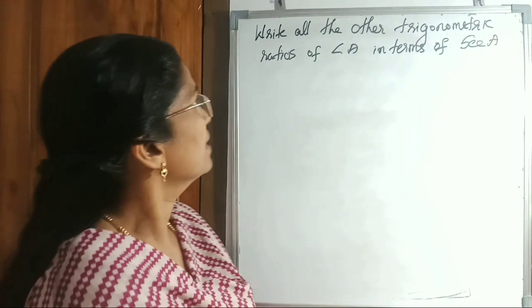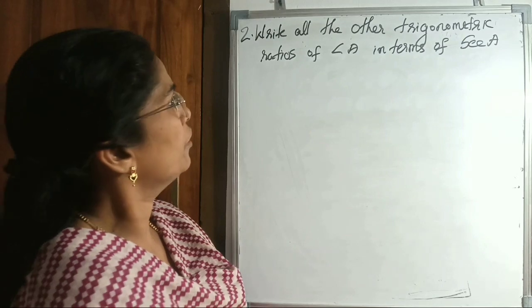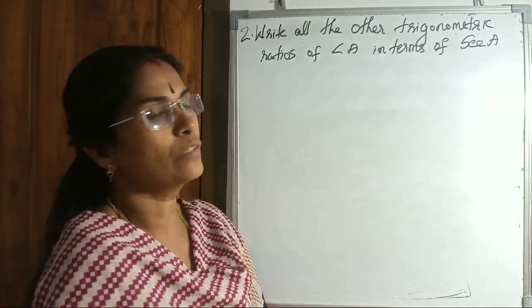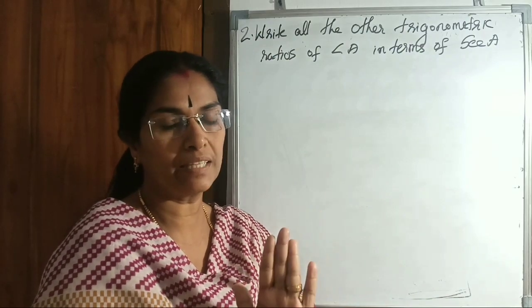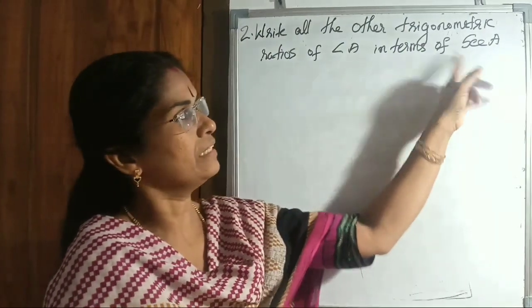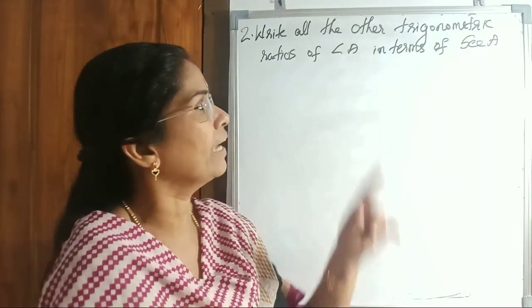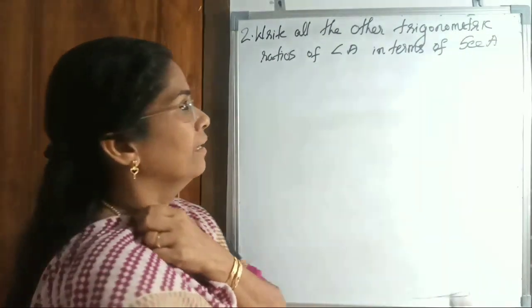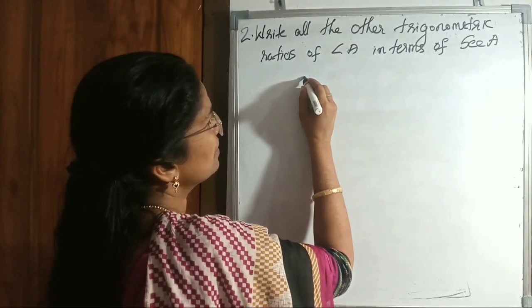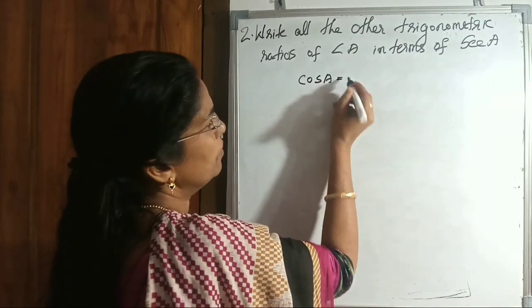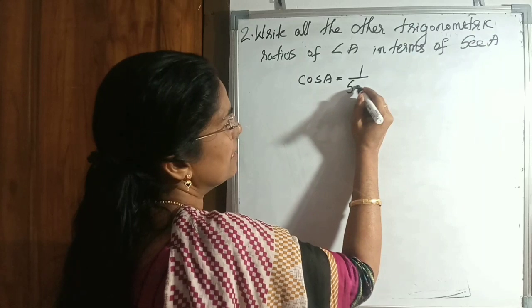Okay, our second question. Write all the other trigonometric ratios of angle A in terms of sec A. So total 6 trigonometric ratios are there, and the first one which is given is sec A. So all other 5 ratios we have to write in terms of sec A. For the first one, it is cos A. That is very simple. Cos A is equal to, as we know, in terms of sec A, 1 by sec A.